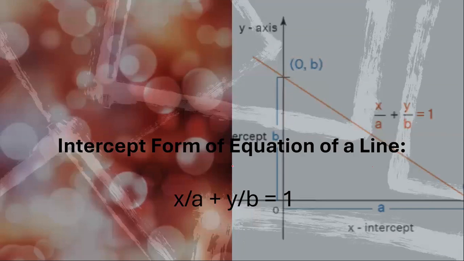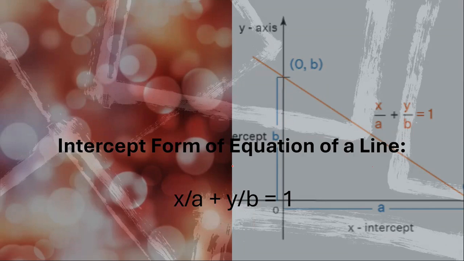Intercept form of an equation of line. Whenever we are talking about the line, we know that we are representing the line graphically. But how do we represent the line algebraically? To represent the equation of line algebraically, we are using forms. So, we have basically four forms to represent the equation of line algebraically.